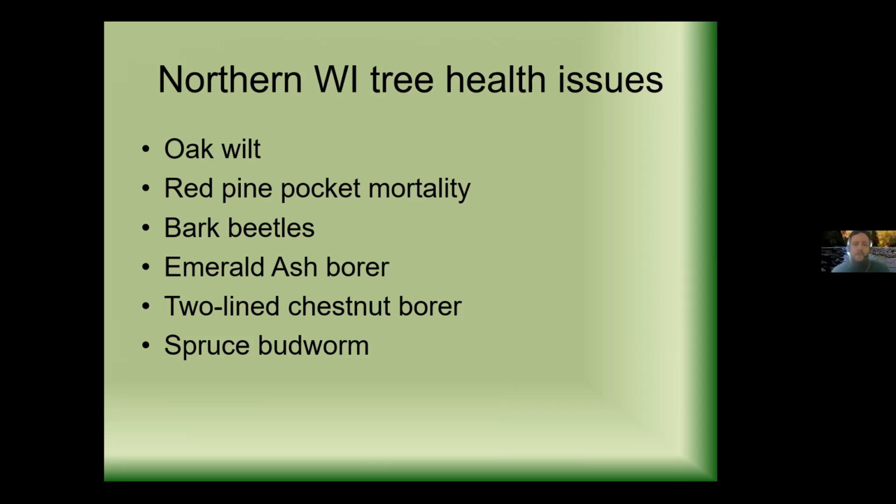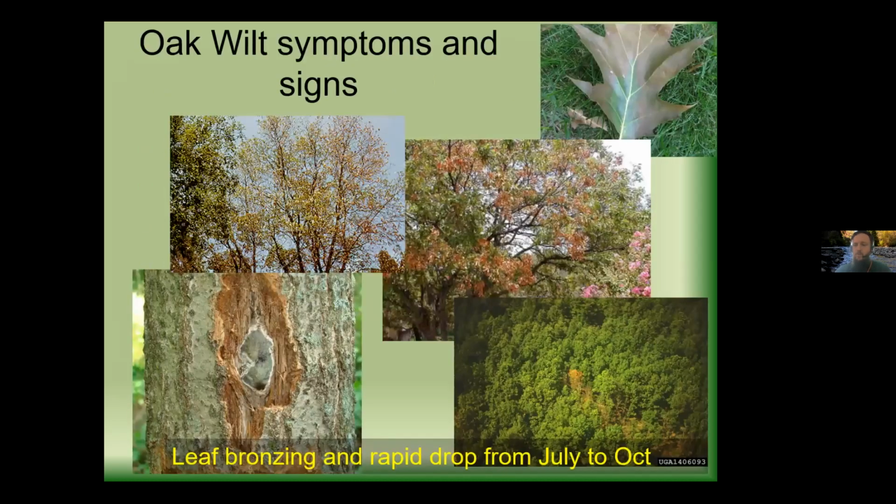Yep. All right. Thanks. These are some of the specific ones we're going to talk about in the upcoming slides with some pictures. So pretty common things to have up here in the north. We'll start with oak wilt. So oak wilt is pretty new up here to northern Wisconsin. It's old hat if you're down in the south. This is just a whole bunch of pictures.